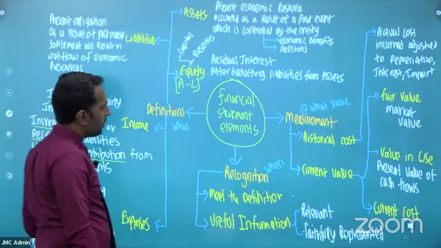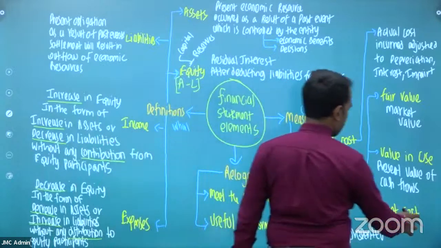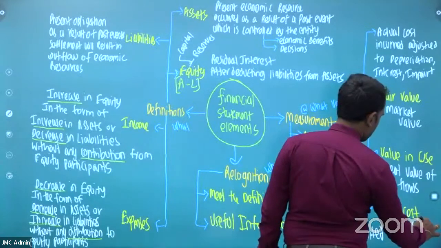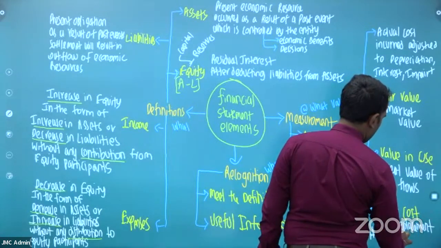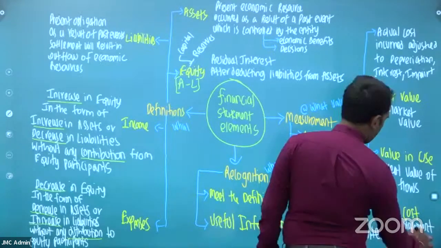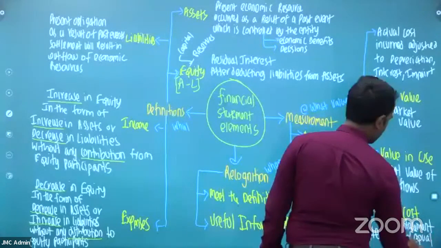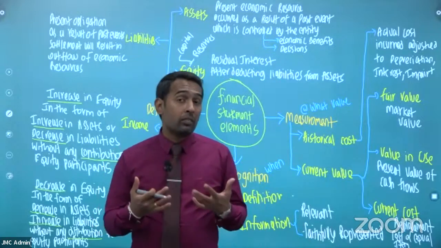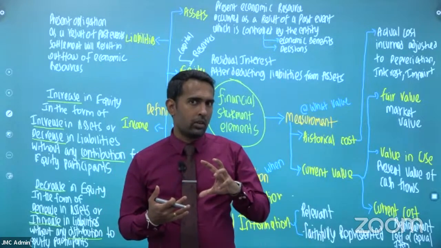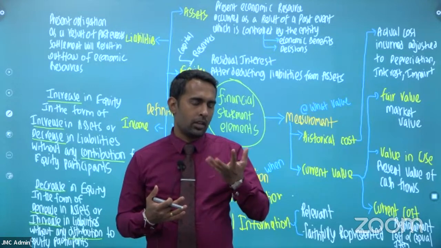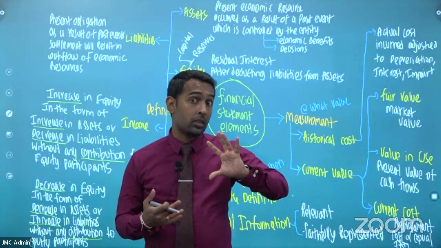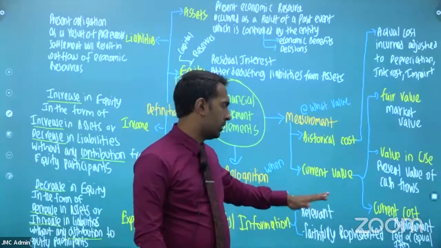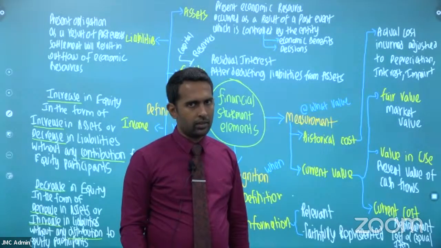Current cost means the replacement cost of an equivalent item. It's the replacement cost of an equivalent item, of an equal item. If you are going to replace the item with a similar one, what is the cost we would have incurred? That is what we call the current cost, right?